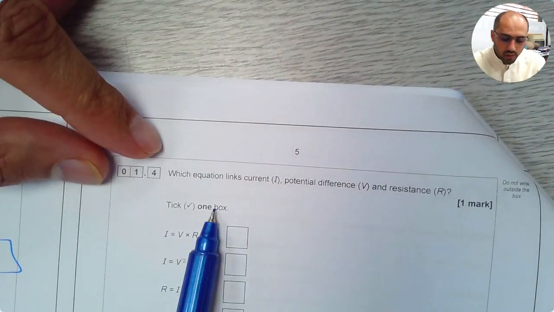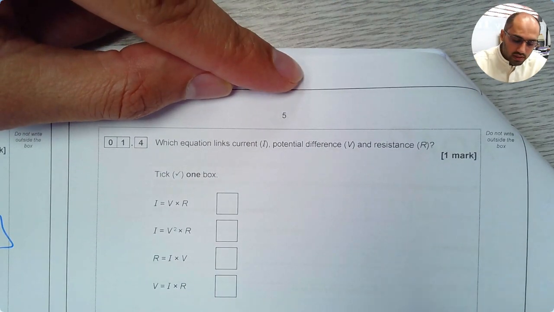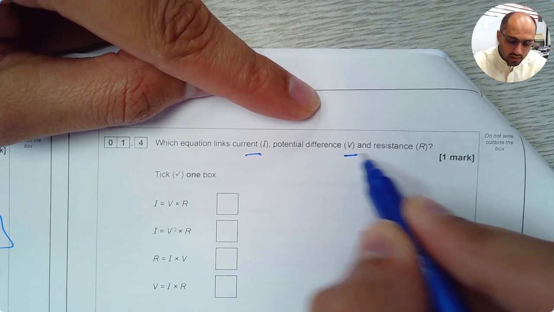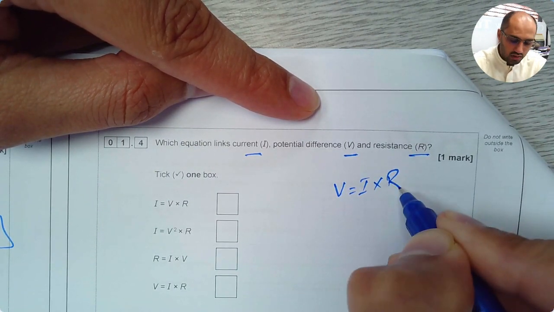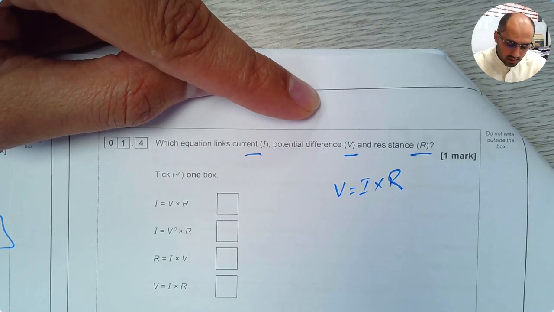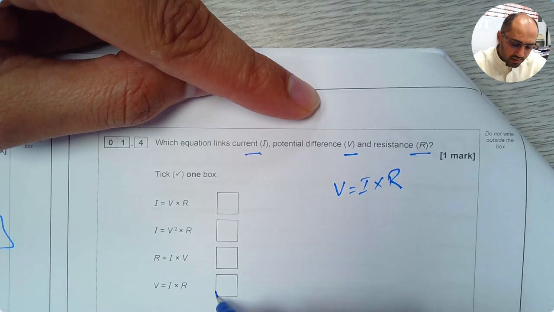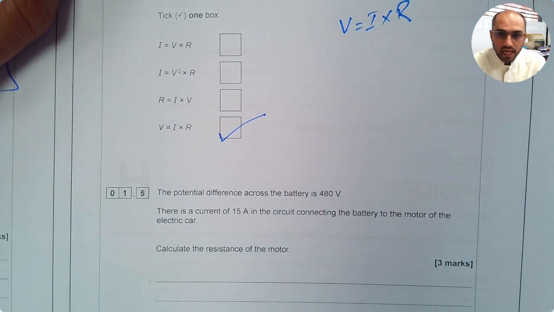Next part again is similar to 1.2. It says which equation links current, potential difference, and resistance. So there's an equation which links these three variables, that is V equals I times R. You just have to compare which option is similar to this one, and in this case I can see it's D.